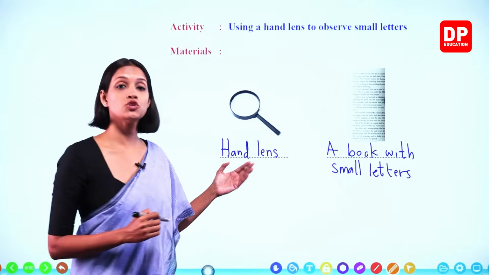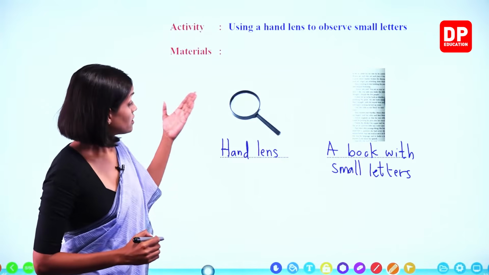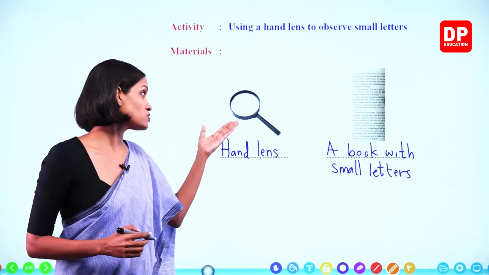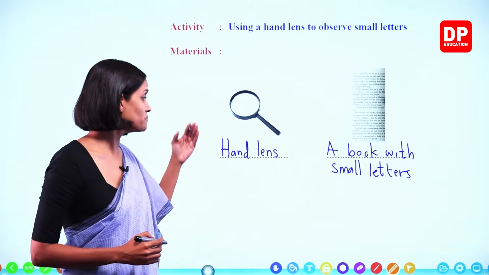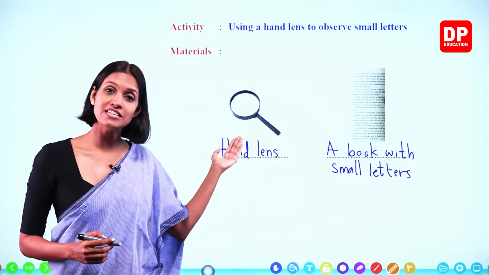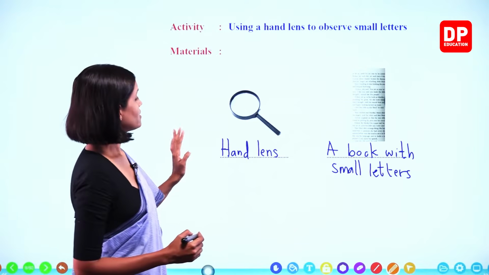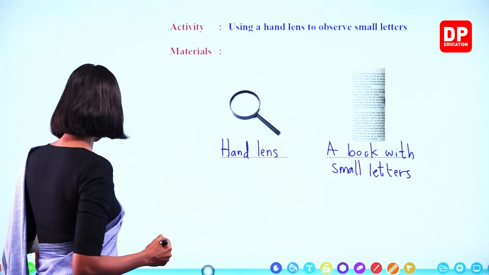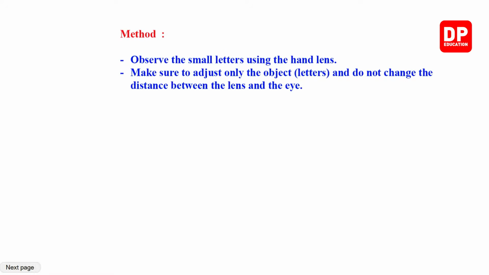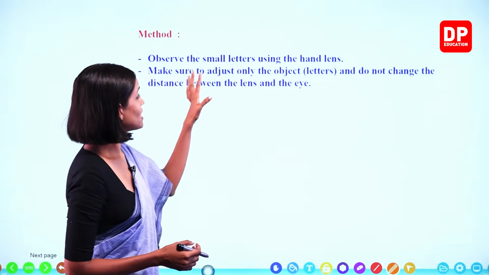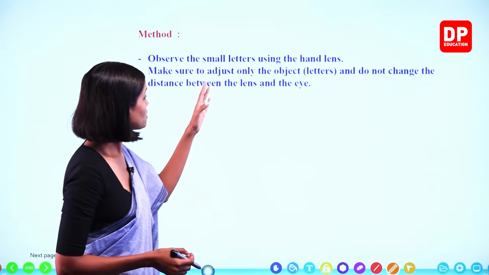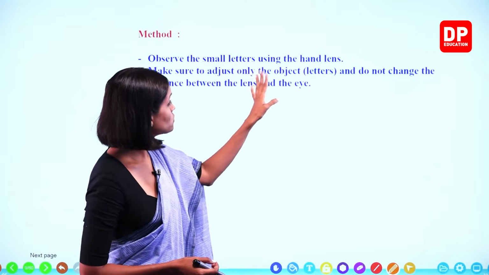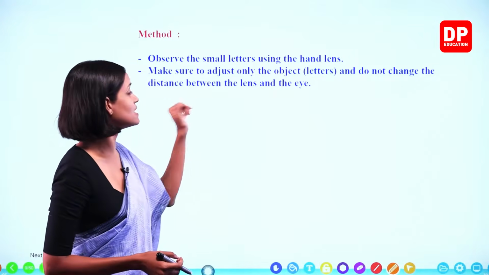Right, now hand lens, so magnifying glass. So now we just learned that this is also known as simple microscope. We call this simple microscope because one convex lens is used here, okay? So this activity, again the same thing. This time we are going to use hand lens to read the letters. Observe the small letters using the hand lens. Make sure to adjust only the object, or the letters, and do not change the distance between the lens and the eye.